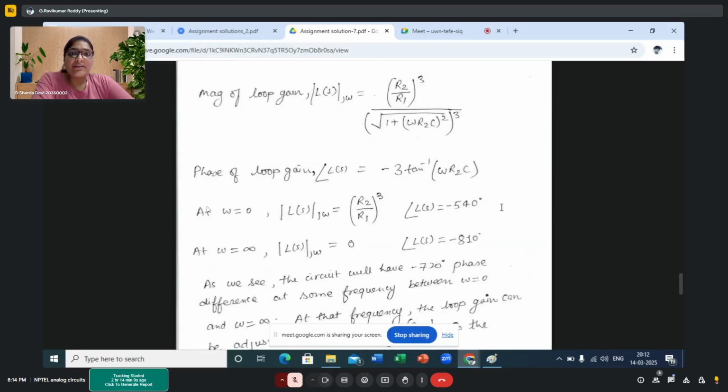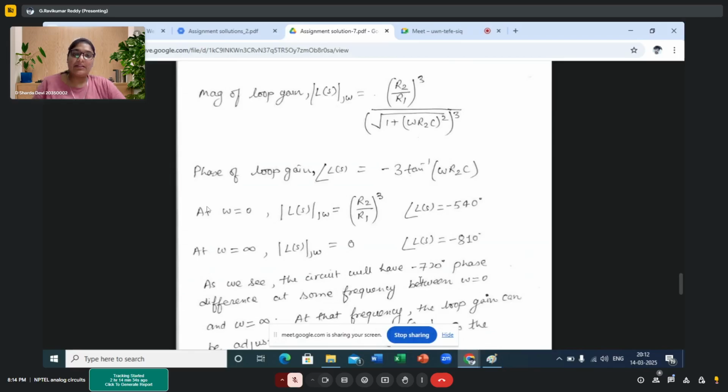And why not 540 there? So that is the thing, right? If you have the same R values, there might be a possibility that, let's say I want a 180 degree phase shift. I have, let's say, 4 RC circuits. Madam, in the circuit we require a total of 360 degrees, and here it is 540 and 810.